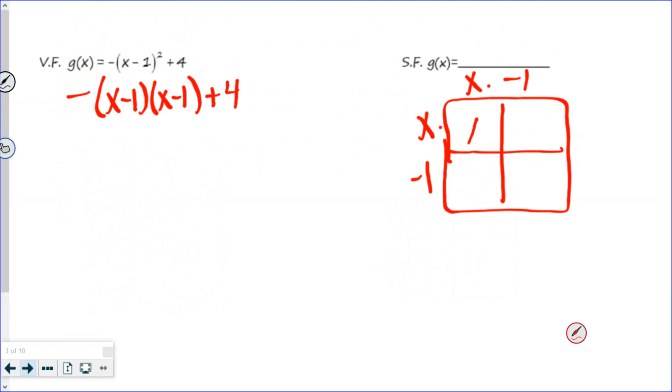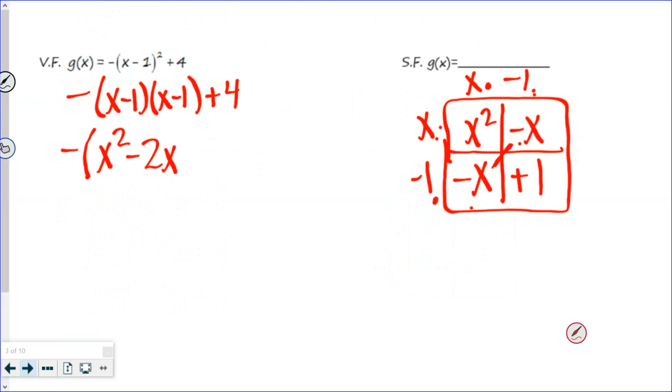x times x is x squared. x times negative 1 is negative 1x. This x times this negative 1 is also negative x. And then negative times negative is positive, 1 times 1 is 1. So you still have your negative sign out here, but it's multiplied by everything in our box. So x squared, adding my diagonal, I've got negative x minus x is minus 2x. Last term is plus 1, and then plus 4.